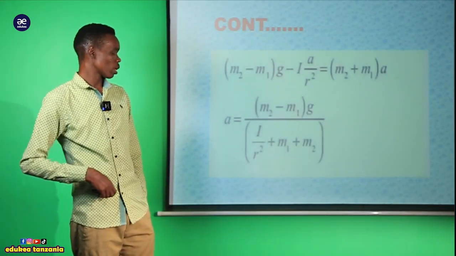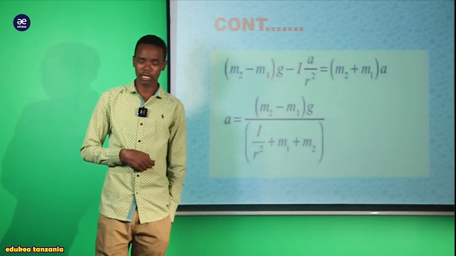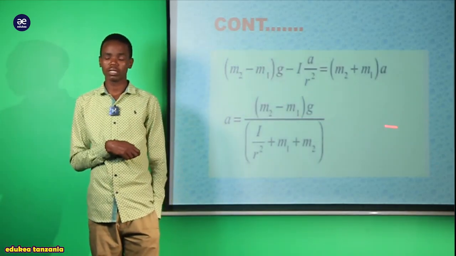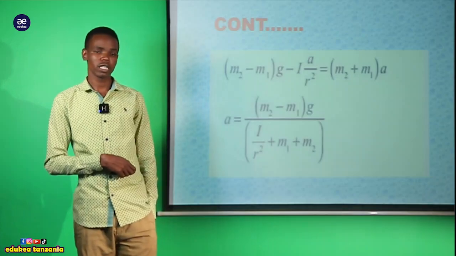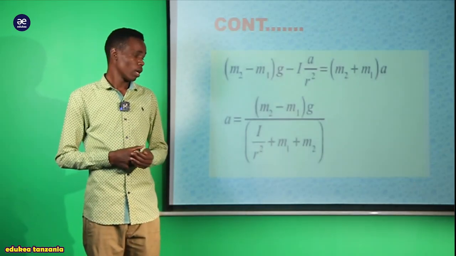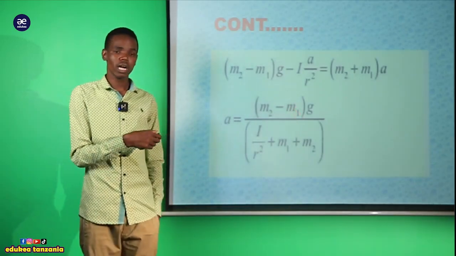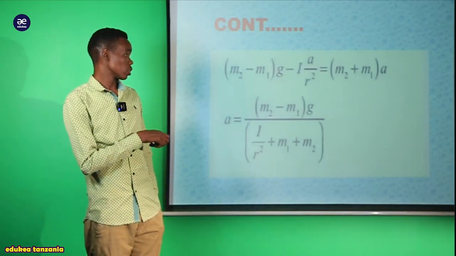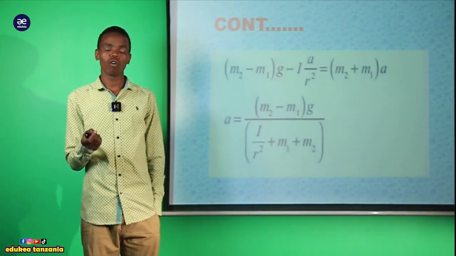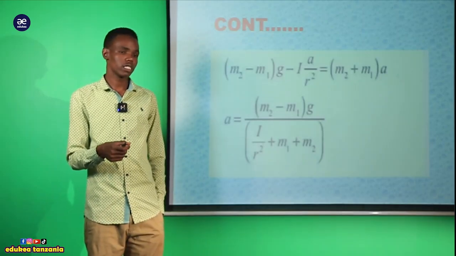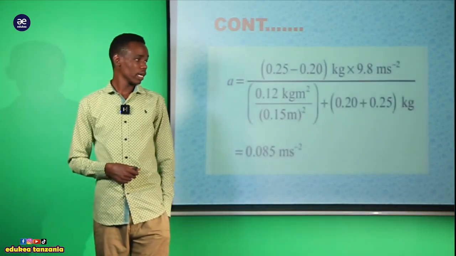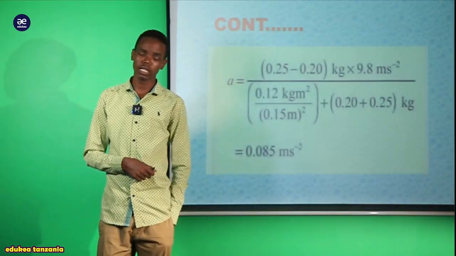If you do that, the answer you will get is the formula for finding acceleration, which is A equals bracket of M2 minus M1 times the acceleration due to gravity, then we divide by I divided by R square added to the summation of the masses that we have been given. From this formula, M1 represents the mass of particle 1, and M2 represents the mass of particle 2, where I represents the moment of inertia of the rigid body, while R represents the distance for those masses. After getting the formula, my dear student, now let us substitute the values that we have been given into our equation.